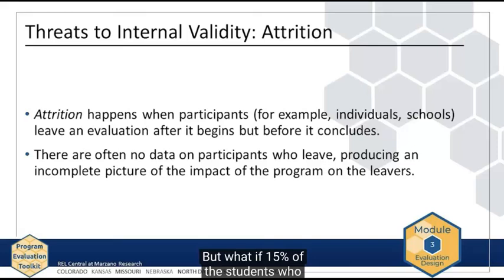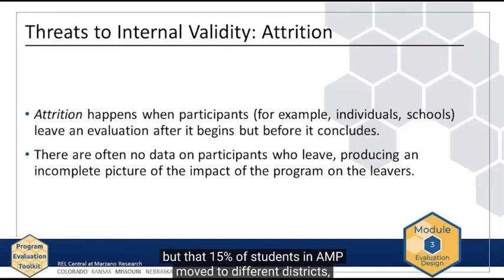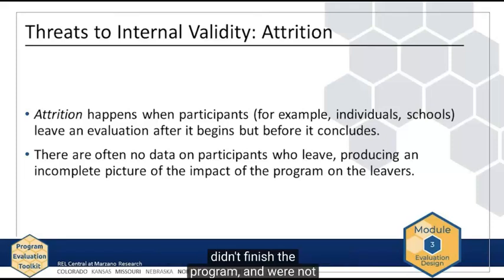But what if 15% of the students who were AMP participants at the start of the evaluation moved to other districts before graduation and were not included in the final analyses? This 15% attrition rate would threaten the internal validity of the evaluation. Research has shown that highly mobile students are more likely to drop out of school. Therefore, if the evaluation finds that AMP has an effect on dropout prevention, but that 15% of students in AMP moved to different districts, didn't finish the program, and were not included in the final analysis, the evaluation team should be concerned that this effect has been overestimated.